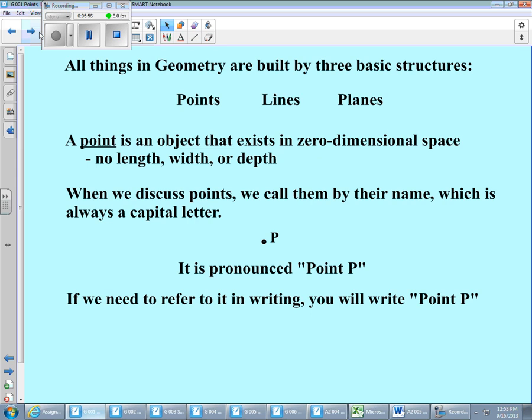Just like everything else in geometry, when we go to name something, we call it by whatever the name of the structure is: point this, line segment that, ray whatever. We name what kind of item it is. And when it comes down to points, points are simply a single capital letter. So in this case, point P.